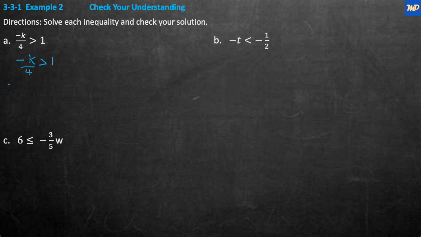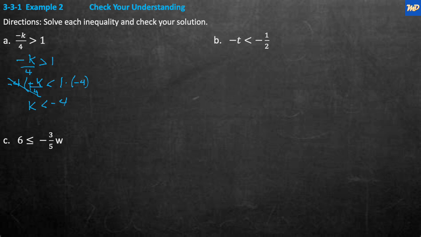And when we do that, we're going to say negative 4 times negative k divided by 4 is less than 1 times negative 4. And now the negative 4's cancel, and we end up with k is less than negative 4. 1 times negative 4 is negative 4.